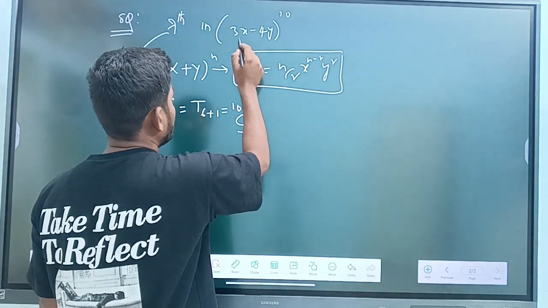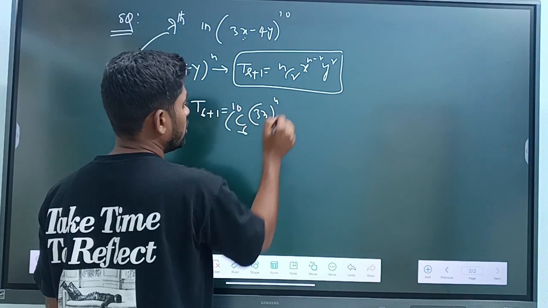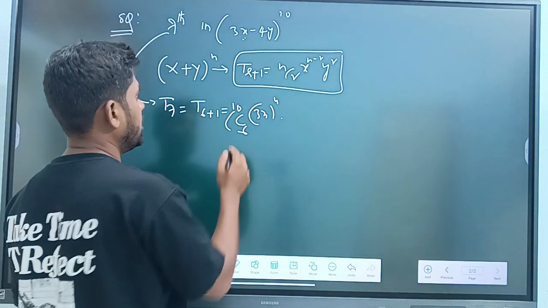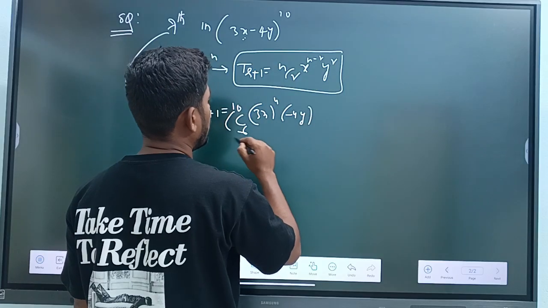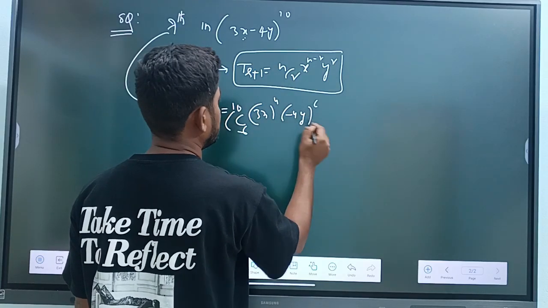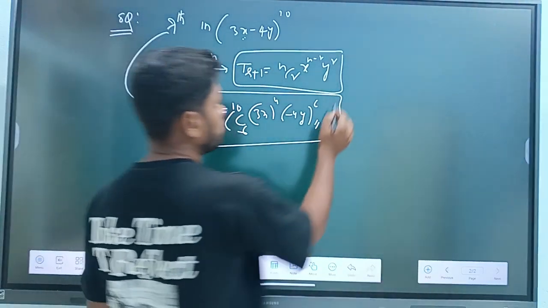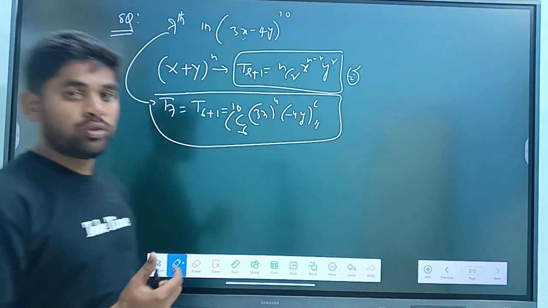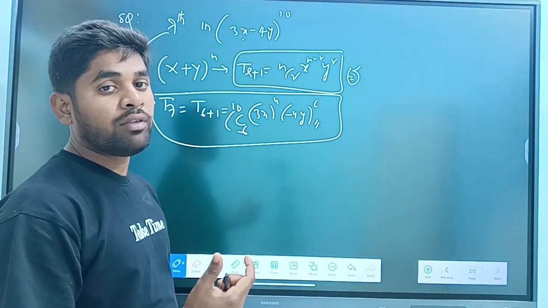Capital X has 3x, that is 3x whole to the power of n minus r, and n minus r is 4. Now y has minus 4y whole to the power of r, and r is 6. If you write this and leave, you will still get marks. Simple. The formula carries 1 mark and the simplification 1 mark. So try to remember the general term formula: t r plus 1 equals nCr x power n minus r into y to the power of r. This is the 8th question.